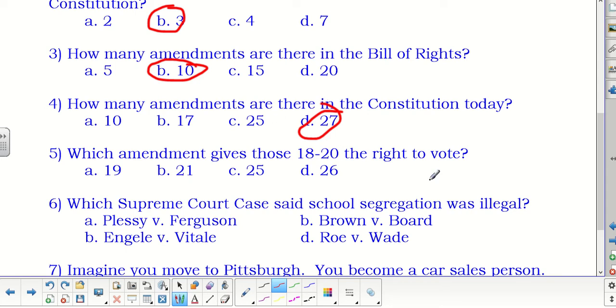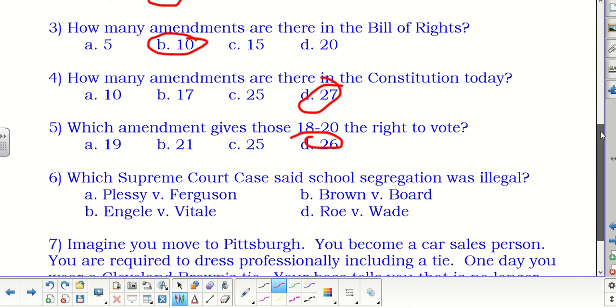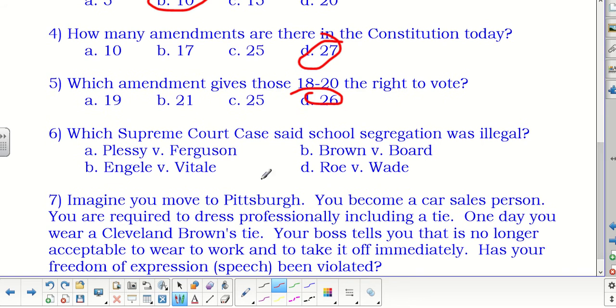Okay, which amendment, what I presume is pretty important to you guys because it gives 18 to 20-year-olds the right to vote? That is one of the more recent ones. That is the 26th Amendment. Wow, it is hard to draw a circle with a pen on a mouse pad.